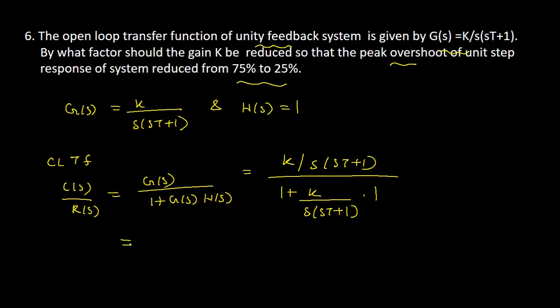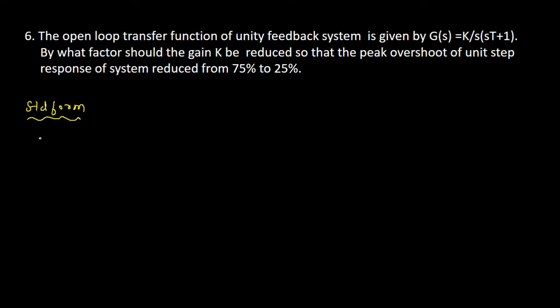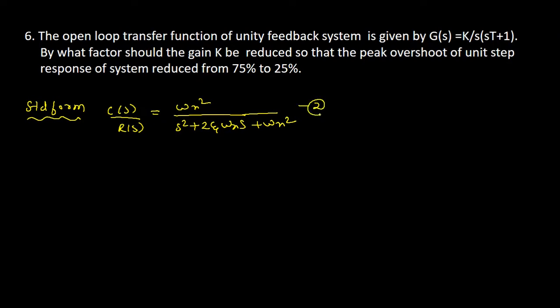When we solve this equation, we will get K divided by s²T + s + K. Now we take T common from the denominator. Then this will be equal to (K/T) divided by s² + s/T + K/T. Let this be equation number 1. We know that the standard form of the closed loop transfer function of a second order system is given by C(s)/R(s) = ωn² divided by s² + 2ζωn s + ωn². Let this be equation number 2.